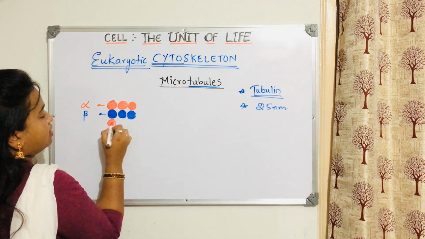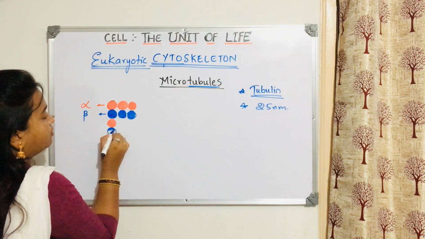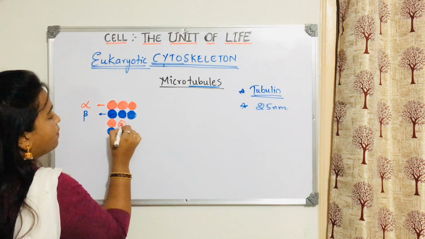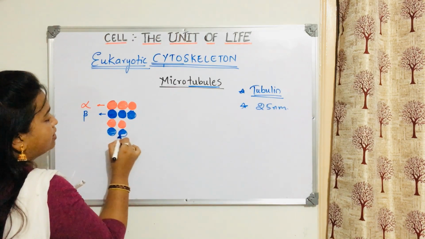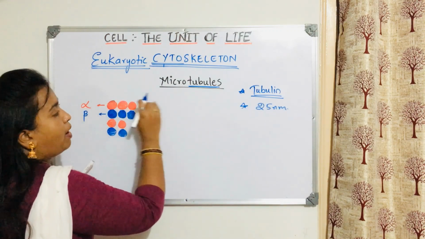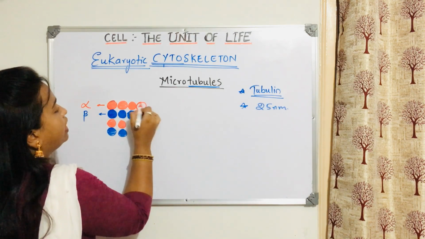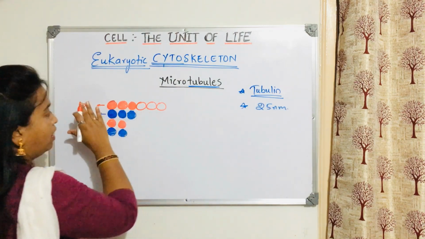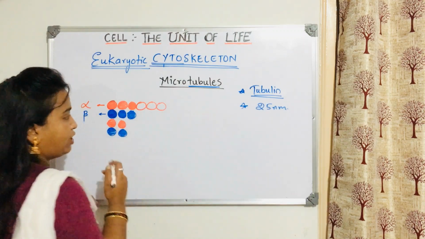Again, next is alpha, joining to this alpha is beta. Alpha protein, beta protein, again alpha, and then again beta. I hope you are getting this, right? Like this, it forms a complete sheet. You know how many it forms? It forms about 13. Like this, it goes on till 13. It forms 13 alpha and beta proteins. The first one that we are seeing, till 13, forms a sheet-like structure.